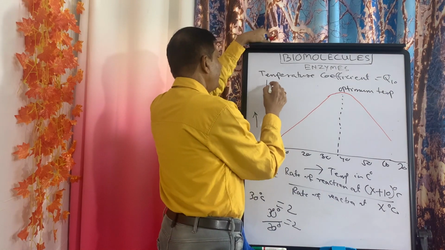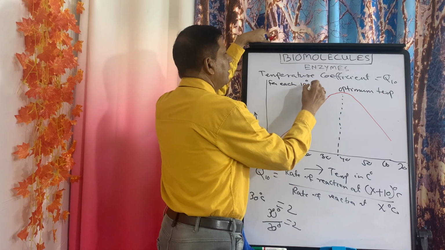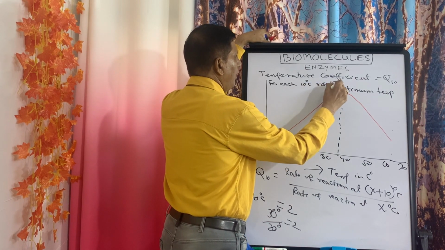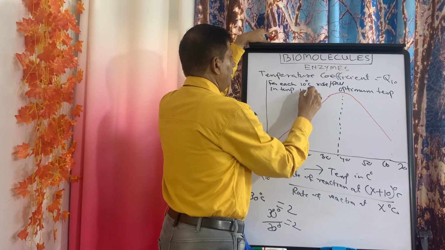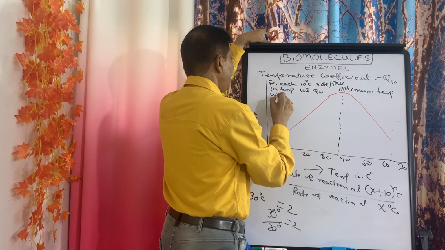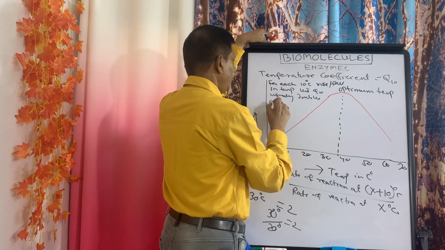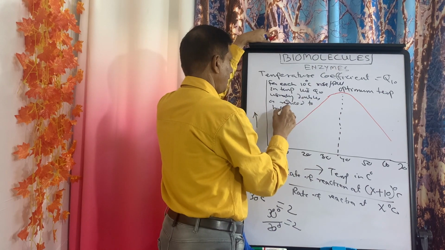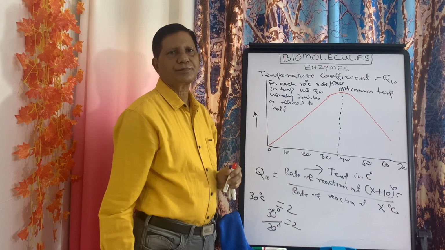For each 10 degree centigrade rise or fall in temperature, the rate of reaction, that is the Q10 value or temperature coefficient, usually doubles or reduces to half. This is the general rule of thumb.